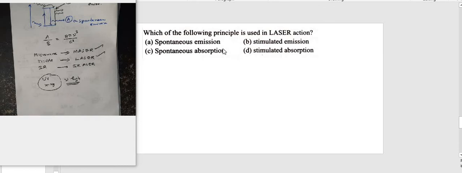So, which of the following principles is used in laser action? The correct option for this question is option B. It is stimulated emission.